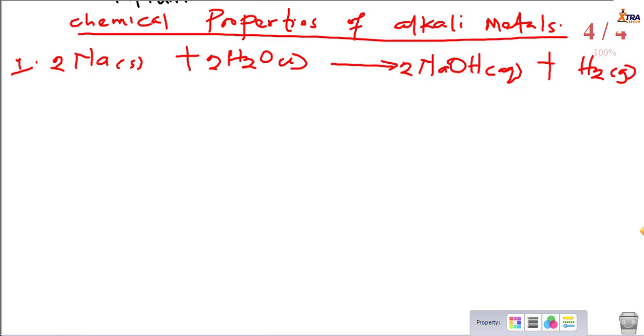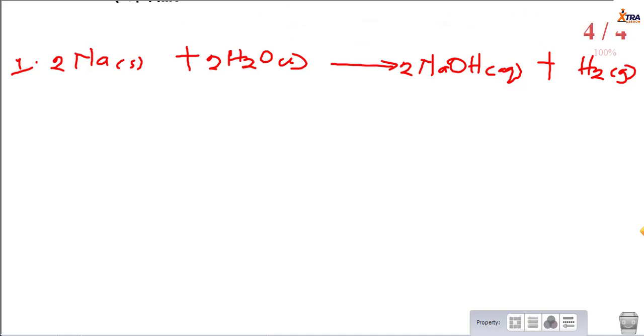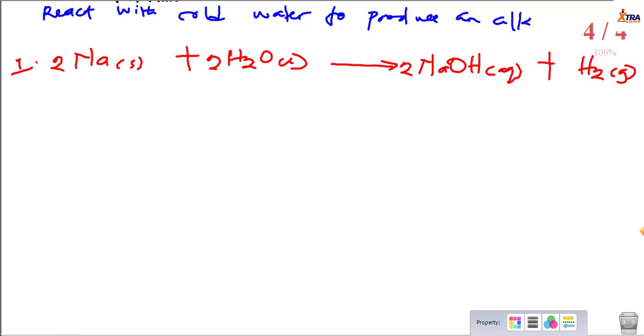Let's find a space to put that. Sorry, let's erase this. So they react with cold water to produce an alkali and liberate hydrogen gas. So that's the first property.